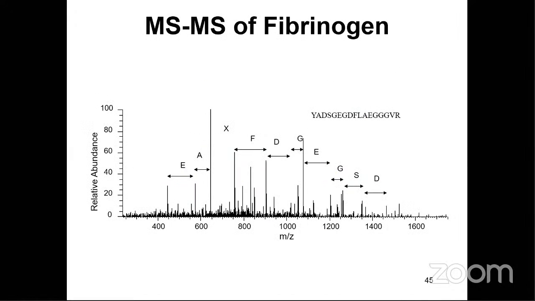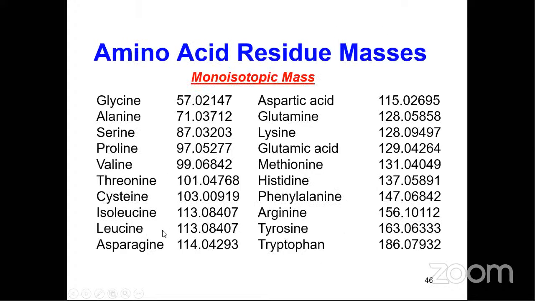This is a mass spectrum of fibrinogen. As you can see, we can get the sequence based on the large peaks that are found in the spectrum. So yes, we make use of this particular table where we know the mass of all the amino acids up to the fifth decimal. And that's how software also tries to rationalize and get the amino acid sequence of a given peptide.